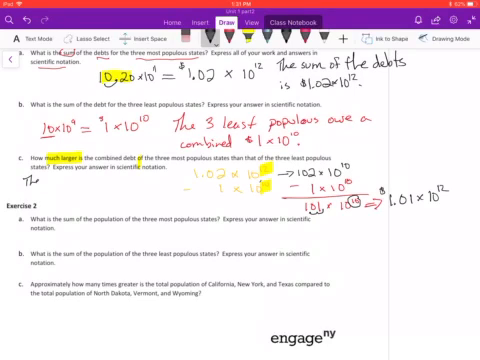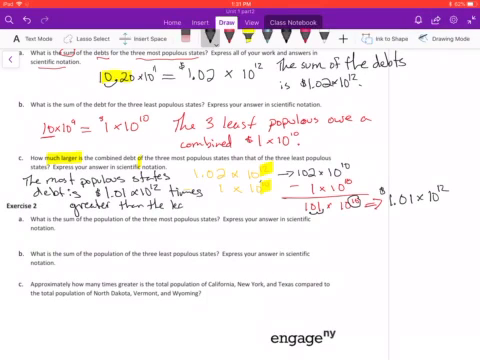So my answer statement: the most populous state's debt is 1.01 times 10 to the 12th times greater than the least. All right. So far, so good. Hopefully that helped a little bit.